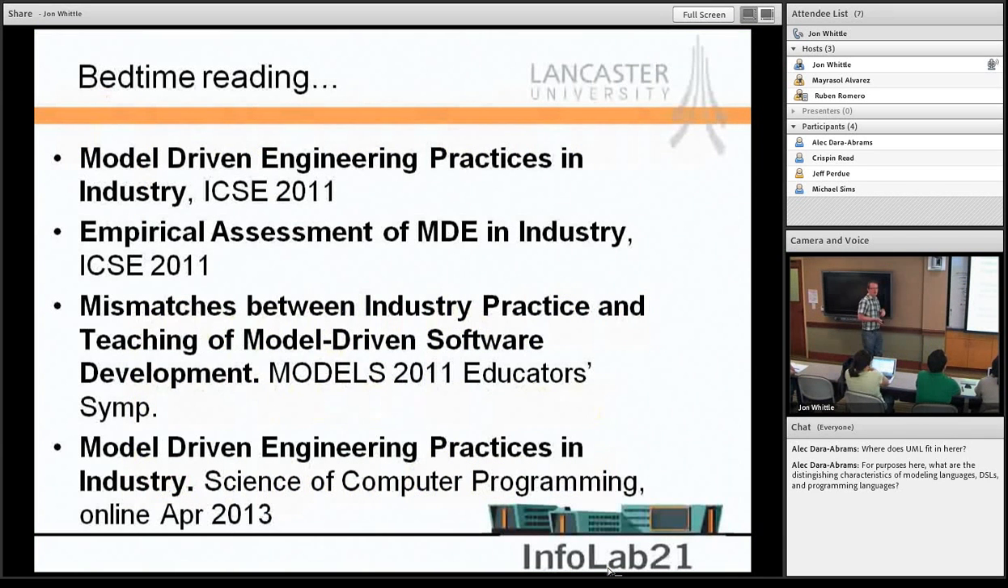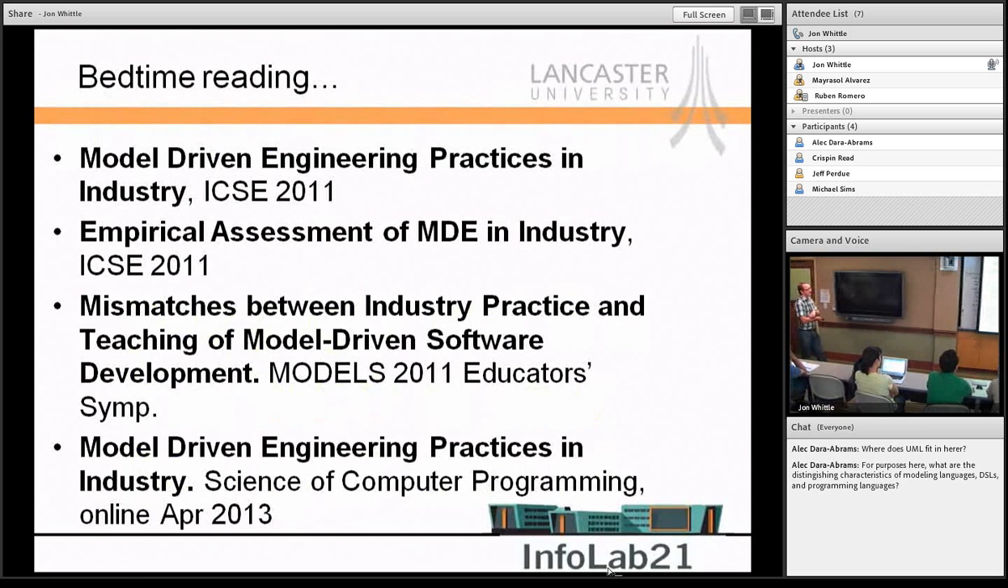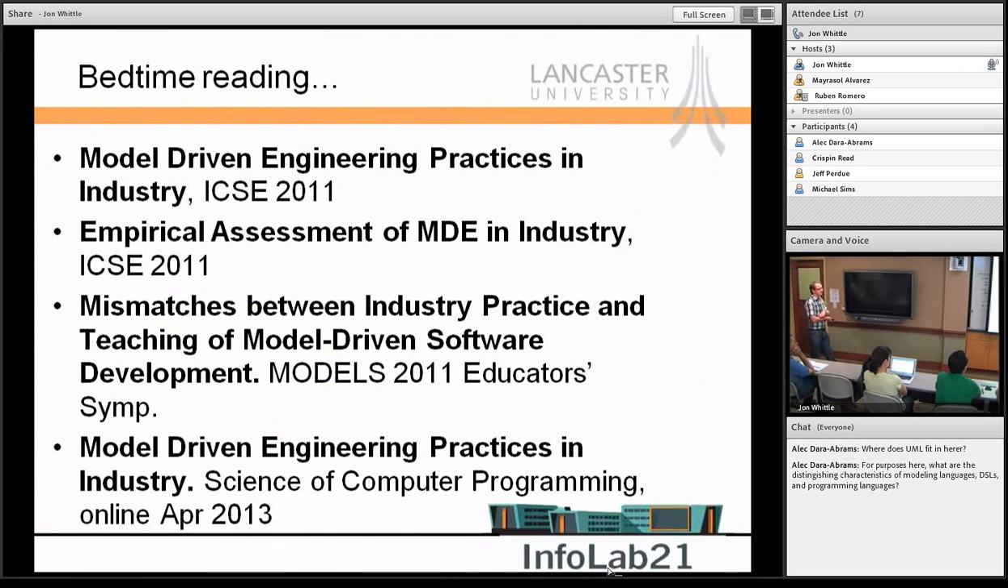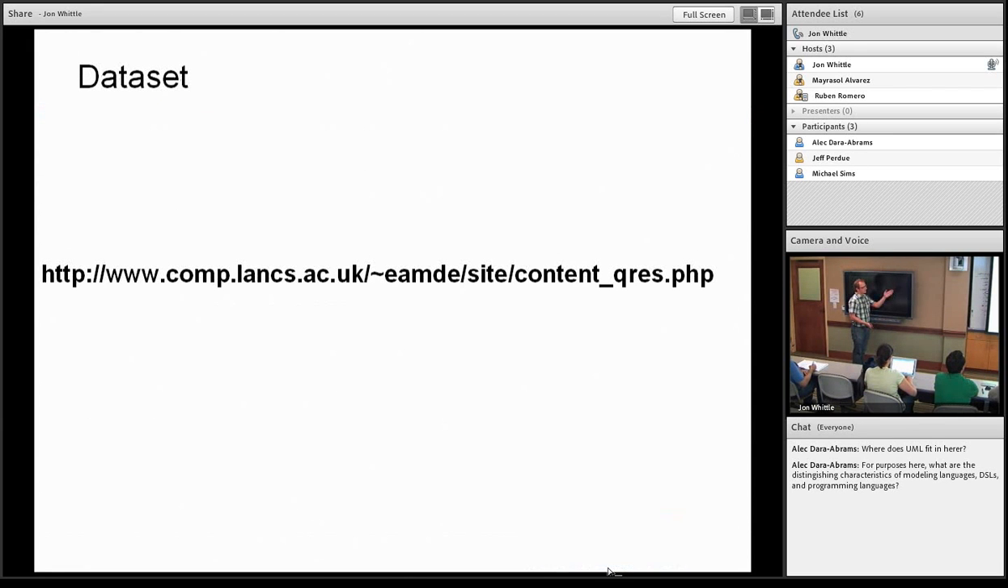If you want to read more about this stuff, there's lots of material we've written. We had 2 papers in ICSE in 2011. We had a paper in the Models Educators Symposium that talks about the education part of it. There's a journal article that talks a lot about the data and science of computer programming that's now online and has just come out. Those are all pretty easily accessible. Oh, and by the way, sometimes people ask us for the data because they want to do their own analyses on it. So we've made the data, at least from the survey, publicly available.